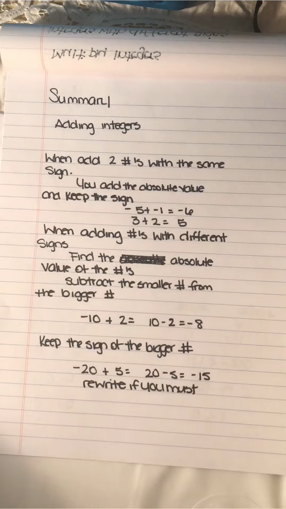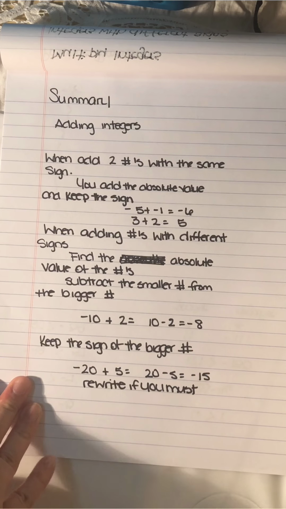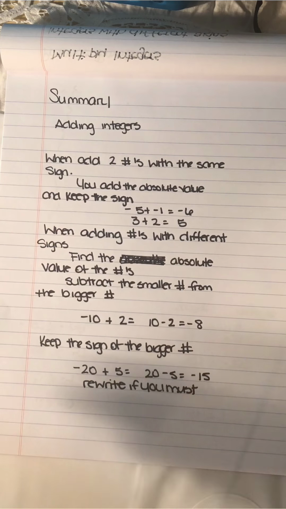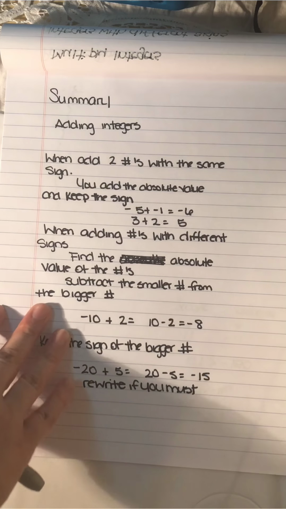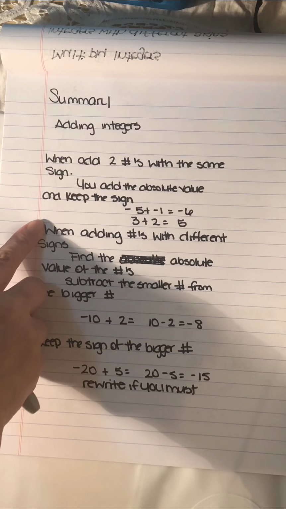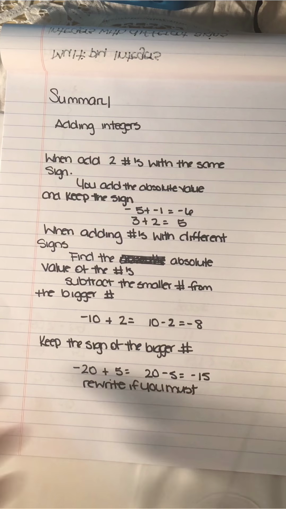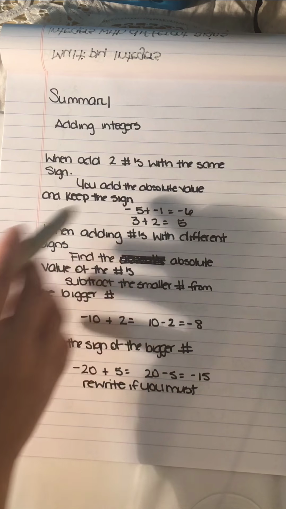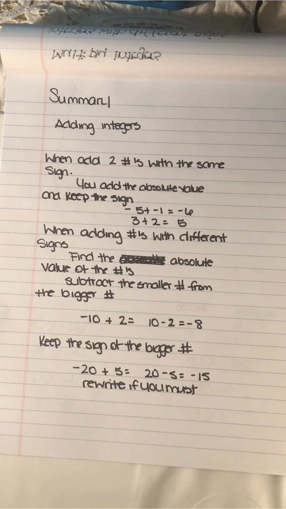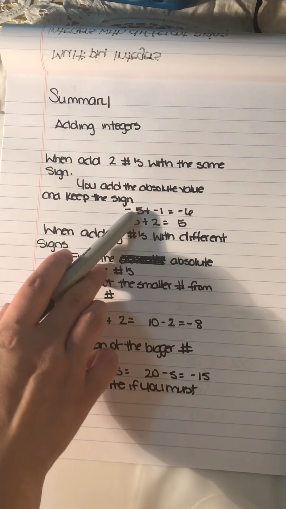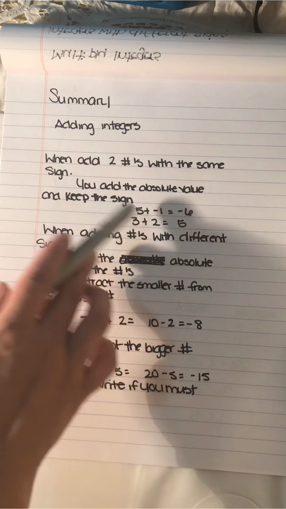All right, guys. So in summary, when you're adding integers, we'll start off with some basic rules. When adding two numbers or any numbers, you take the absolute value and you keep the sign. Like for example, let's say you were adding two negative numbers. We know that -5 plus -1 is -6. You can either use the number line to show the amount of spaces, whether you're going to the left or the right, or you can follow this rule. You'll follow the absolute value of each number and then just keep the sign.